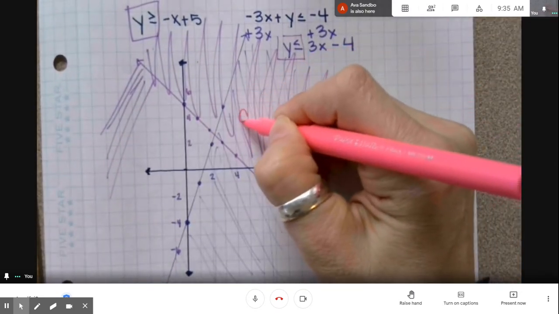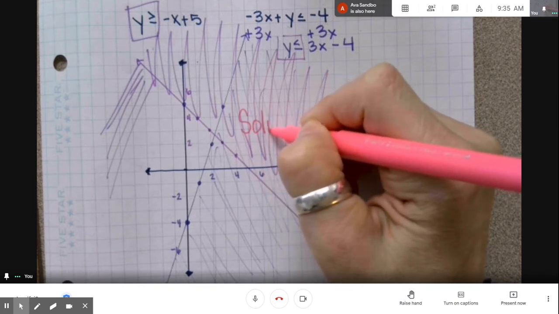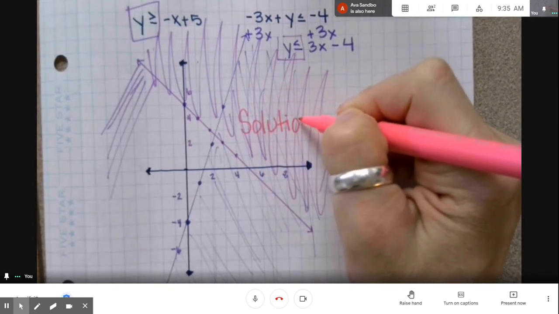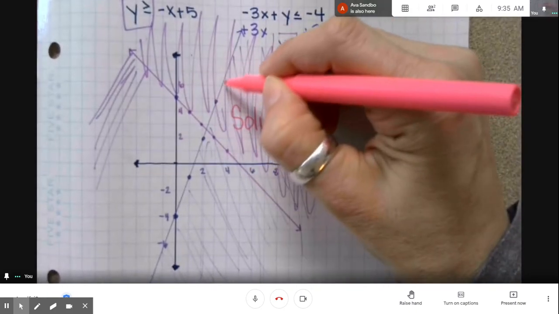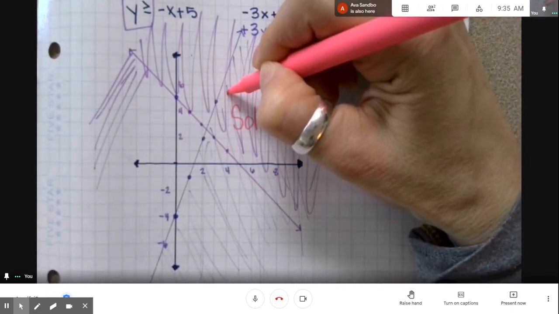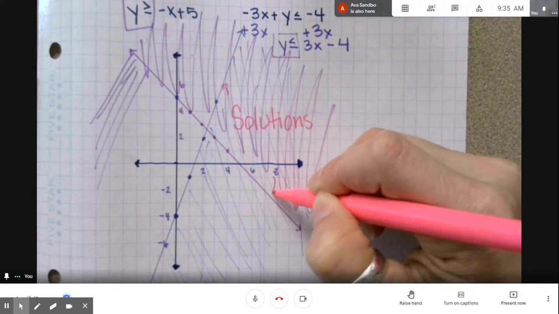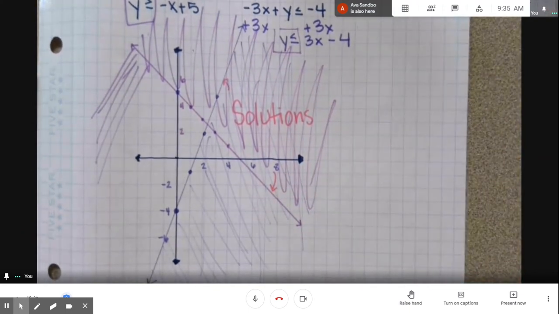In here are all of the solutions. Everything in there is a solution. And because these are solid lines, everything on the lines are solutions as well. If one of those lines was dashed, they wouldn't even be on the lines, wouldn't even be solutions. That's important to remember, that the lines themselves, if they're dashed, are not solutions.